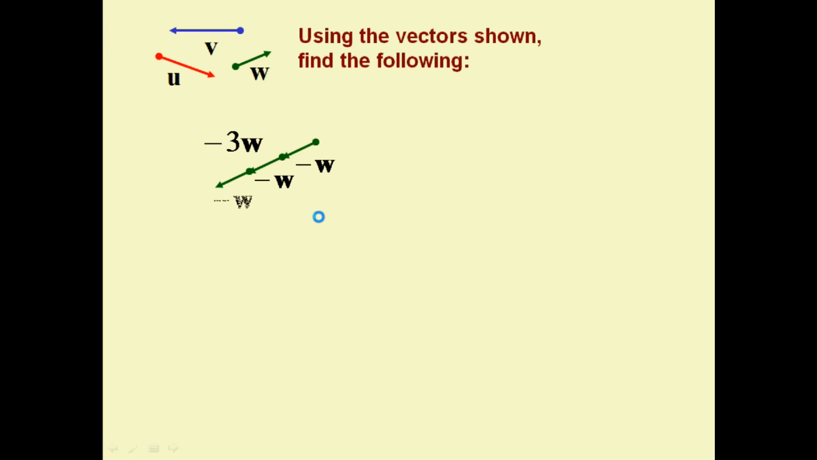Minus 3w. Here we have w, and minus is the opposite direction, so it goes three times in the opposite direction. U plus v means the terminal point of the first vector joins the initial point of the second vector. U minus v: minus v means opposite direction, so we take it opposite.